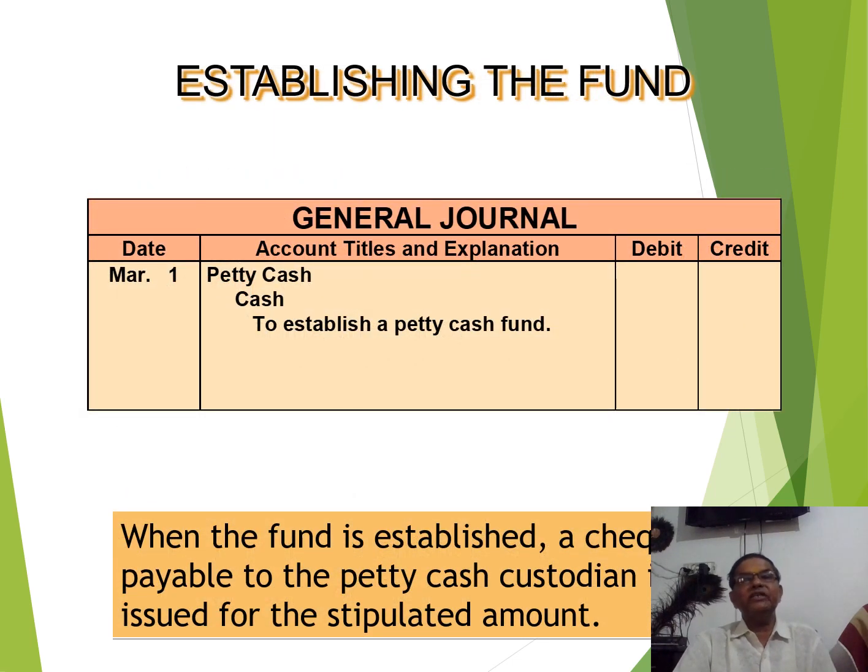So how we are establishing it, a small example is given, and here is the journal entry we have already seen in the previous discussion. Petty cash debit to cash. So here fund is given to the petty cashier.